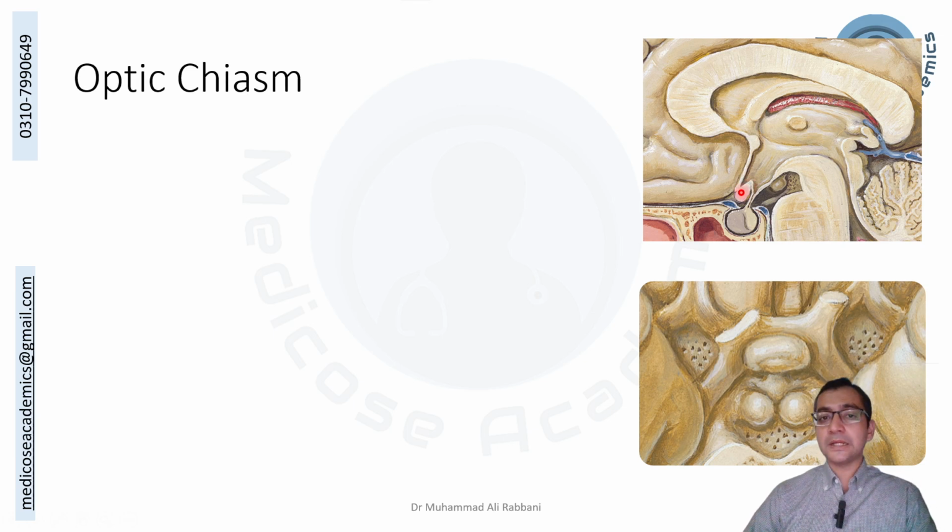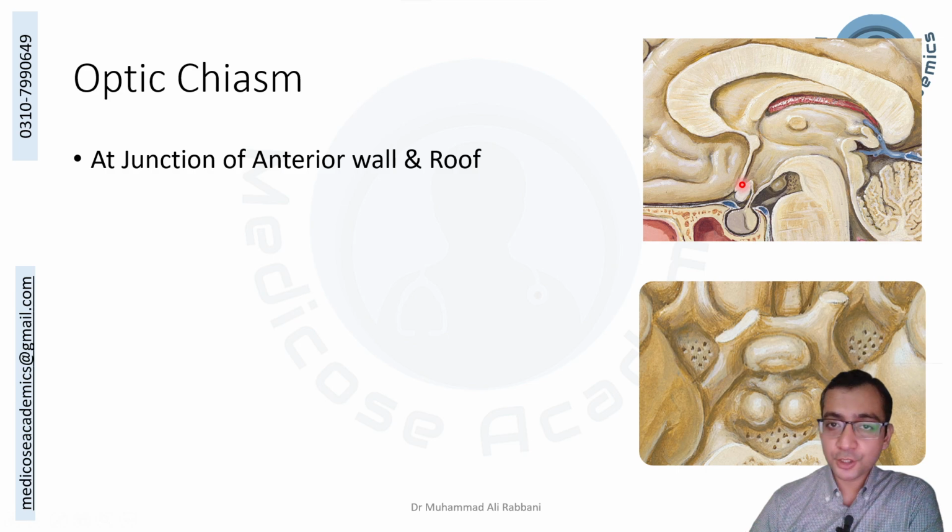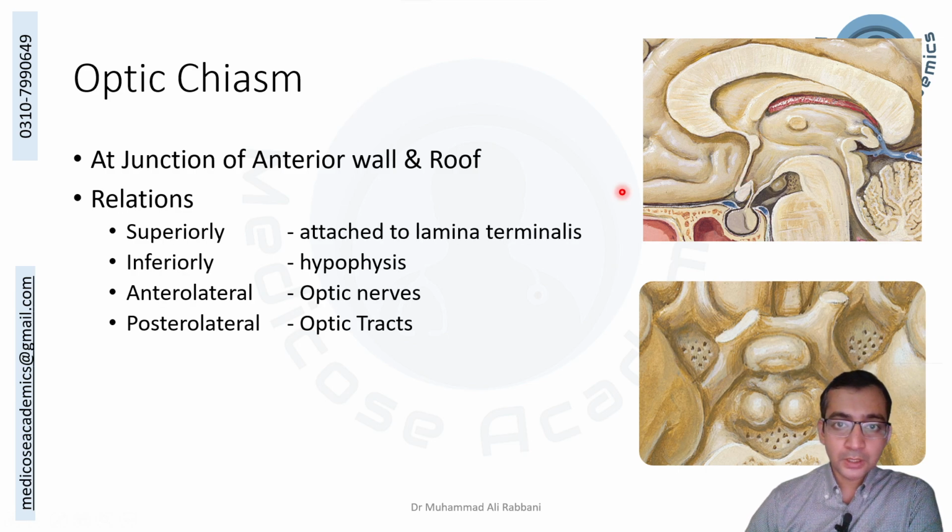Optic chiasm, you have discussed this in detail in the visual pathway lecture, and that is the junction of the anterior wall and roof, and its superior aspect will be attached to the lamina terminalis. Inferiorly, it will be related to the pituitary hypophysis. Anterolaterally it is related to the optic nerve. Posterolaterally, it will be related to the optic tracts.